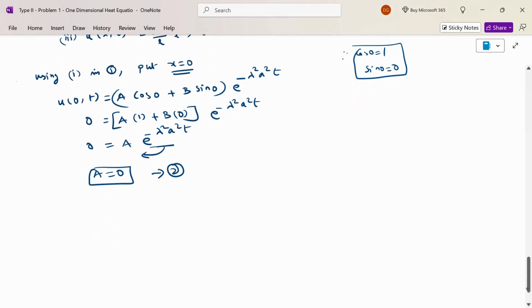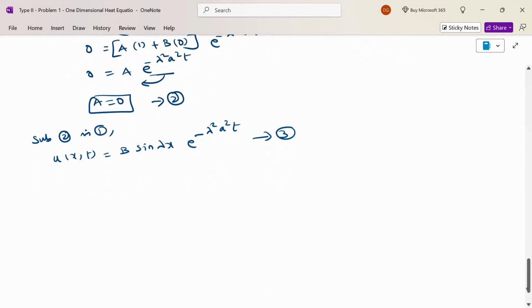Substitute equation 2 in the previous equation 1. So what is the first equation? u of x comma t equals, with A equal to 0, only the B term: B sin lambda x e power minus lambda square a square t. Now I consider this as equation number 3.